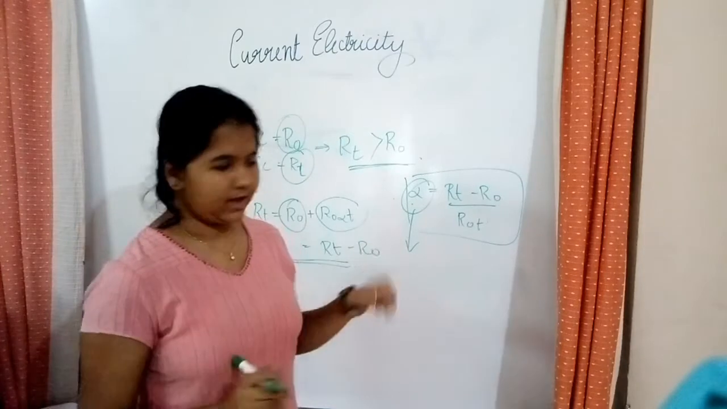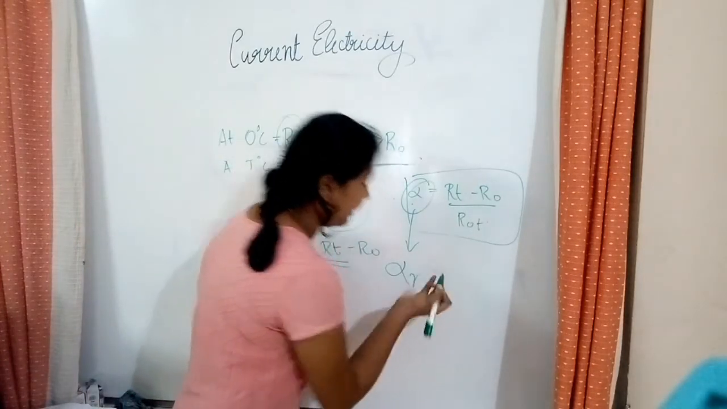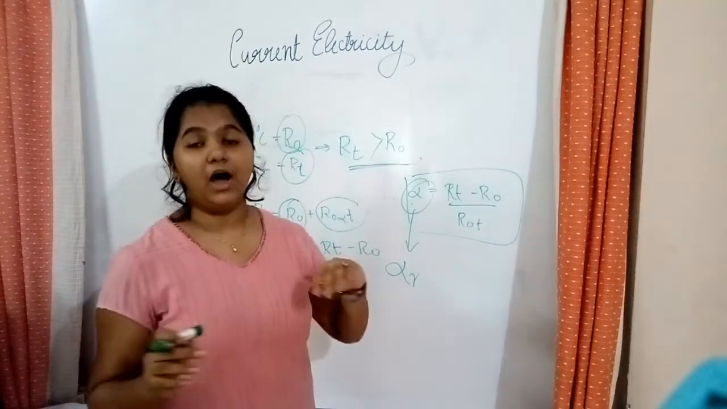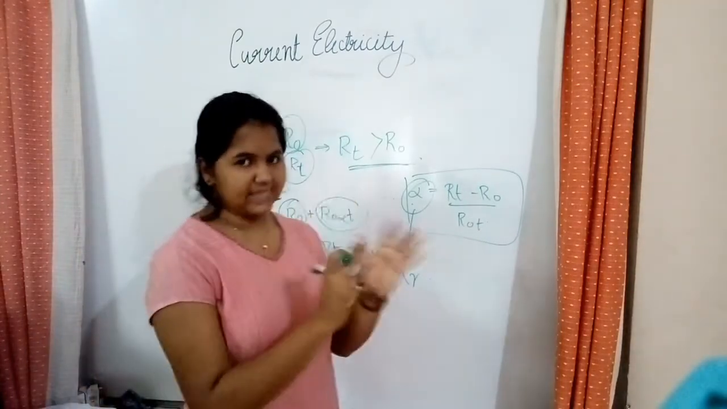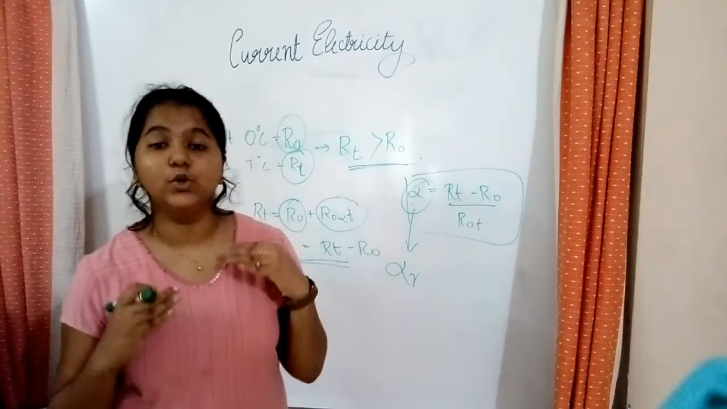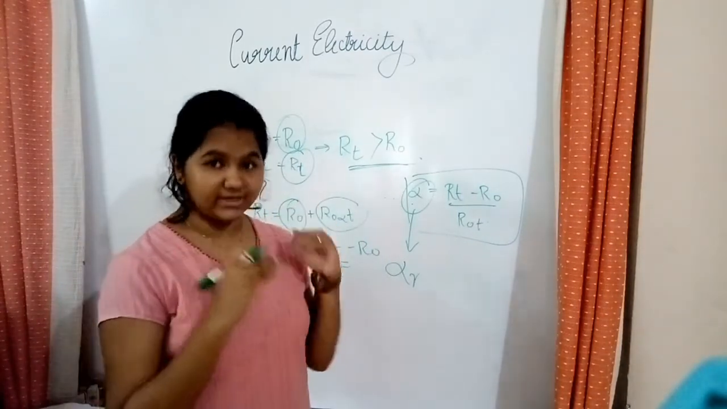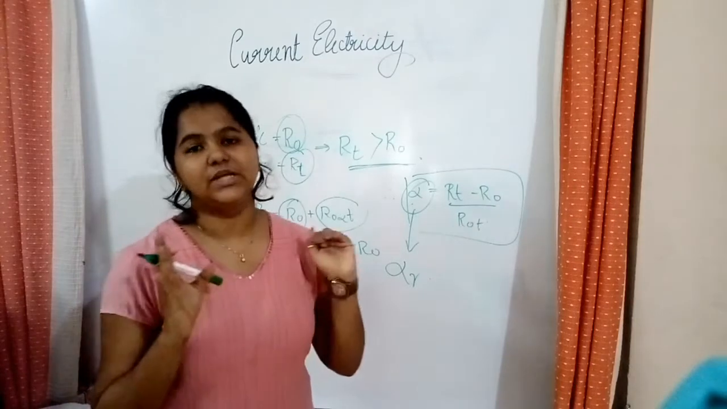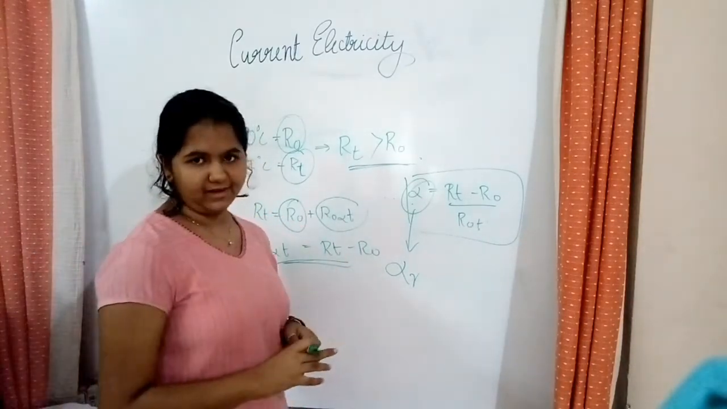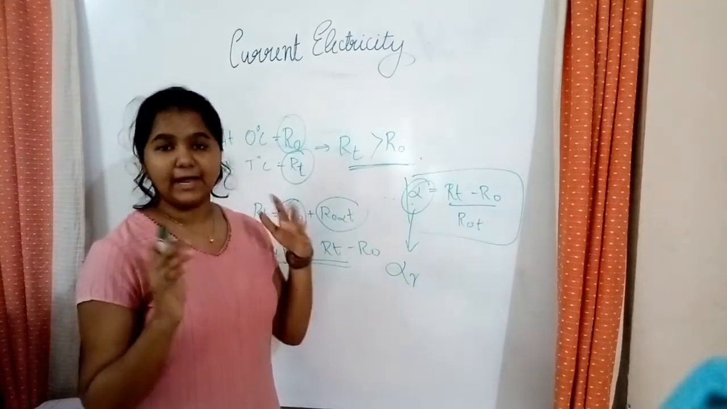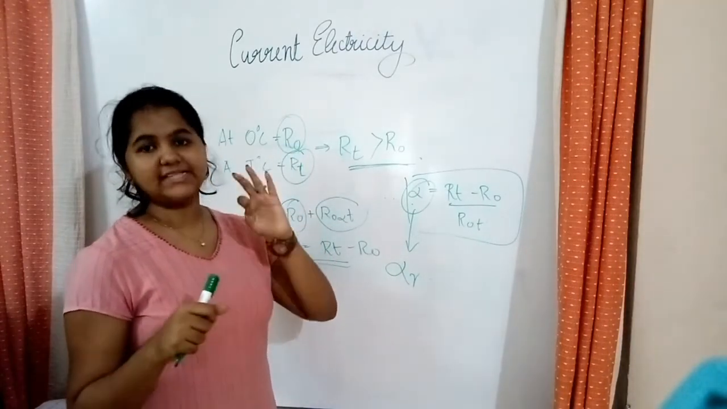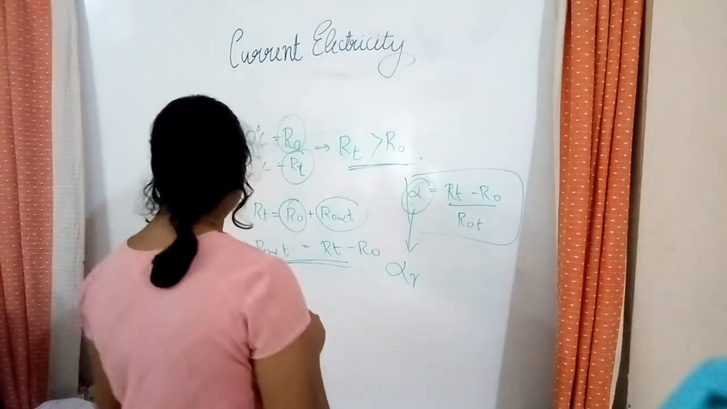That is alpha. And then there is something known as alpha R, the coefficient of resistivity, which is the ratio of the increase in resistivity to the original resistivity per unit increase of temperature. So that is to discuss what alpha is. Now we have to see alpha in different conditions, that is for metallic conductors, electrolytes and semiconductors. So let's see.